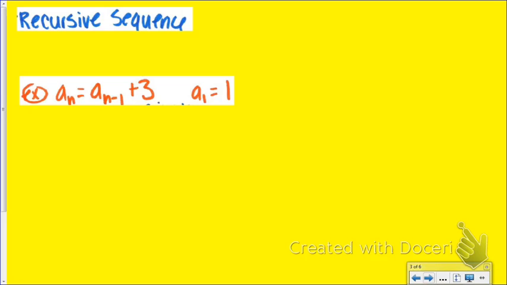Alright, so the next kind of sequence we're going to talk about is a recursive sequence. The way a recursive sequence works is that the only way to write a recursive sequence is if you know the first term or terms, depending on how you write it, because a recursive sequence is based on the previous terms.